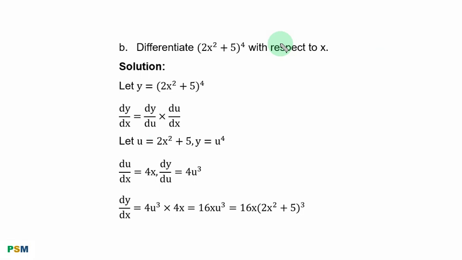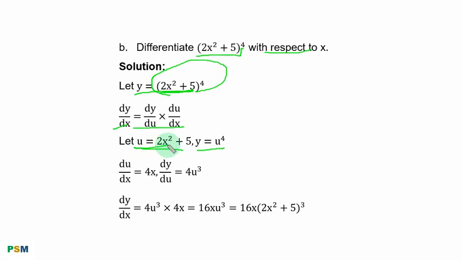Question 4b. Differentiate (2s squared plus 5) to the power of 4 with respect to s. Let y equal the given function. Problems like this are best differentiated using the chain rule, which is dy/ds equal to dy/du times du/ds. The term inside the bracket that is raised to the power, you let it equal to u. If you put u in this place, y becomes u power 4 in this form.